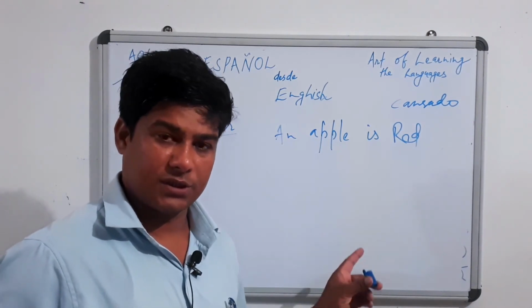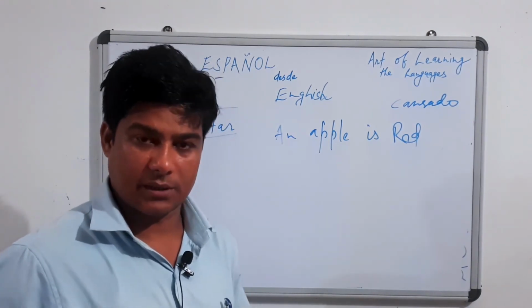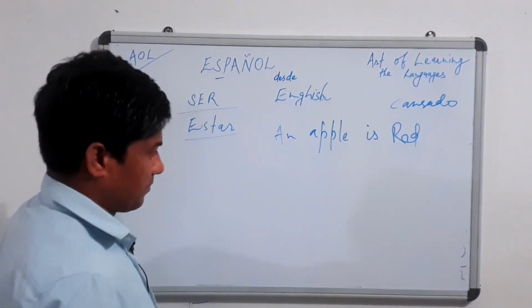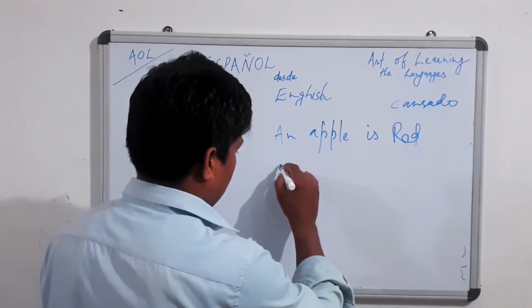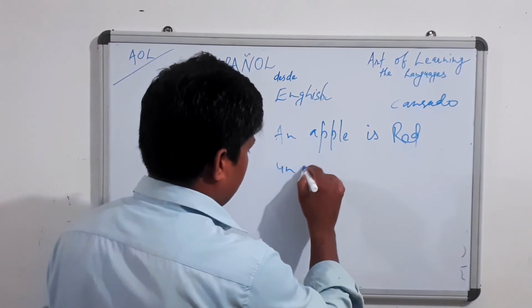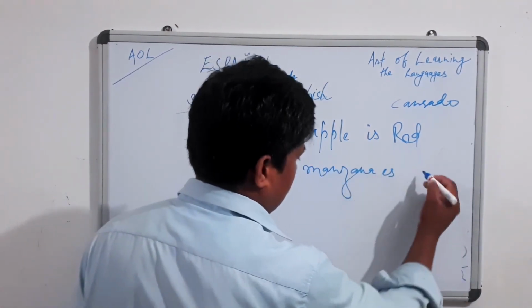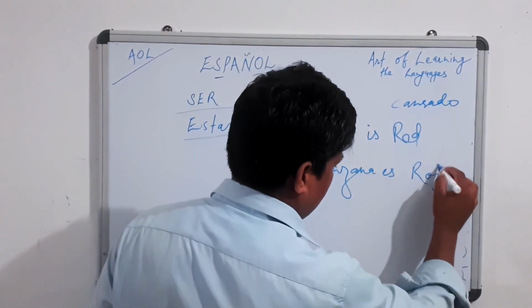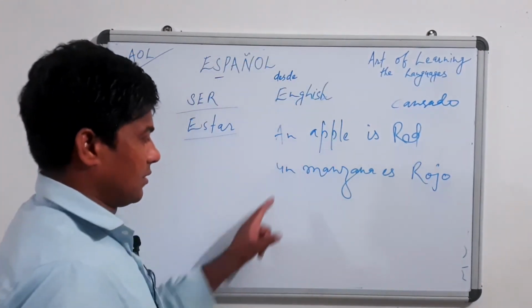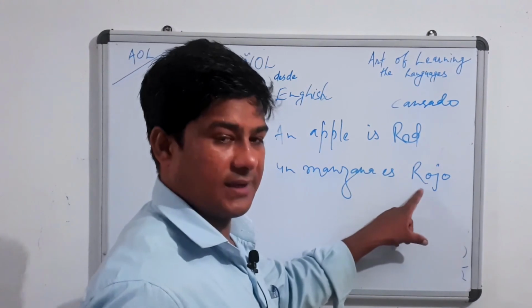So it could not be changed. The apple is red, right? We all know the apple is red. So una manzana es roja. That means an apple is red.